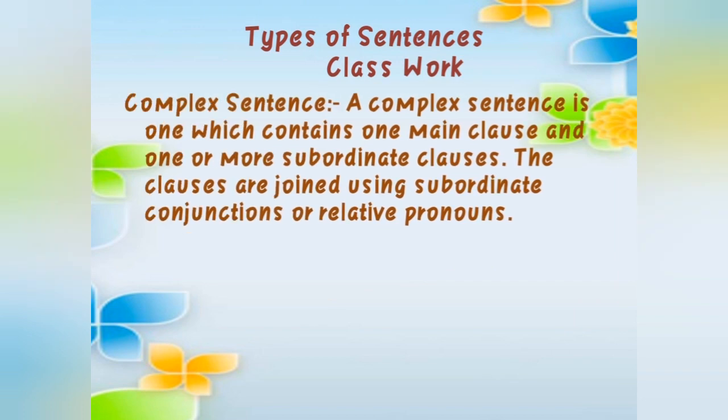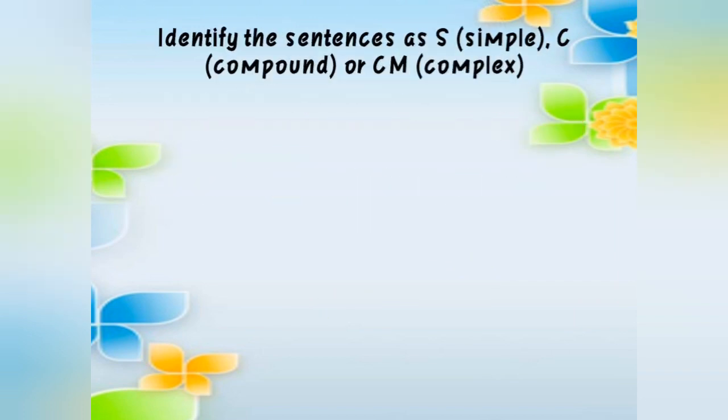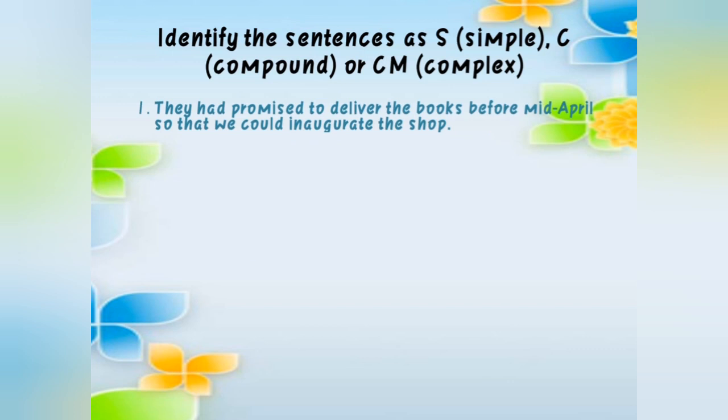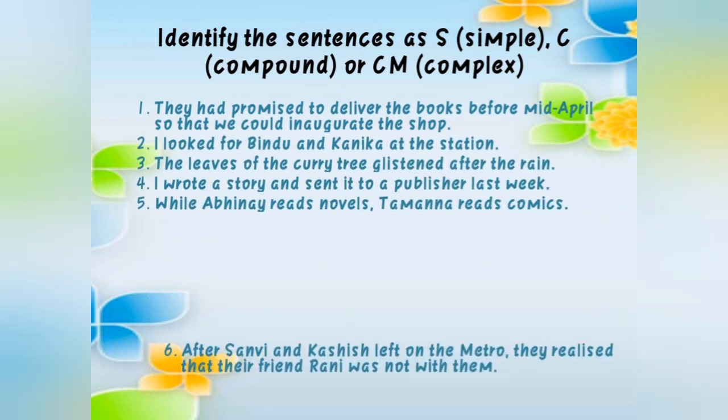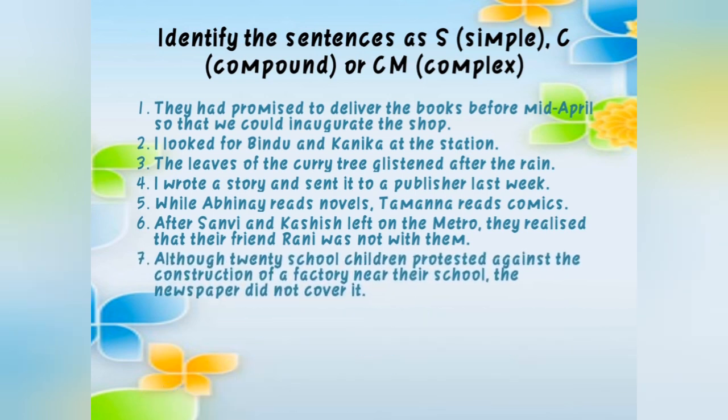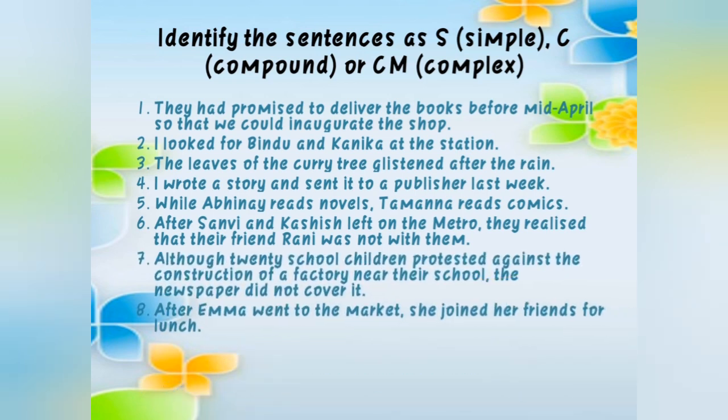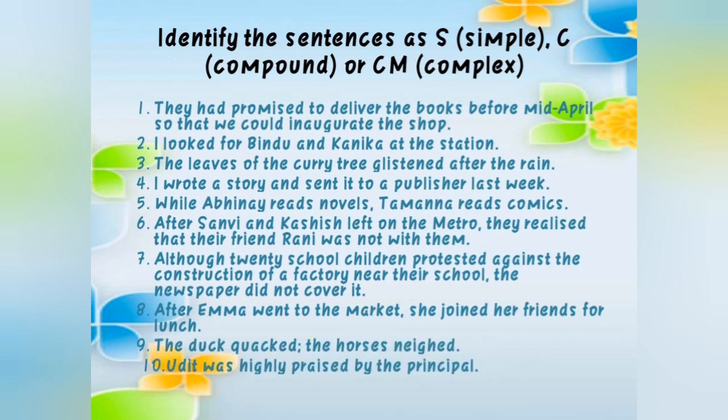Now this is your classwork, student. In this you have to write down the definition of complex sentences. And after this, these are mixed sentences. Again, you have to identify whether simple, compound or complex. So here we have different sentences. Just go through it and try to do it. First of all, identify all the conjunctions. If a conjunction is not given, automatically that will be a simple sentence. Only 10 are there.